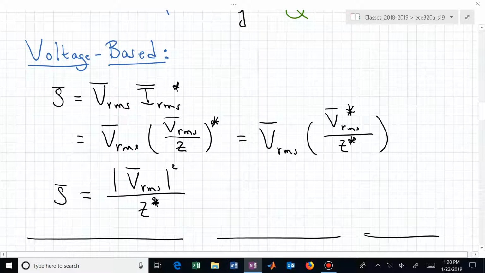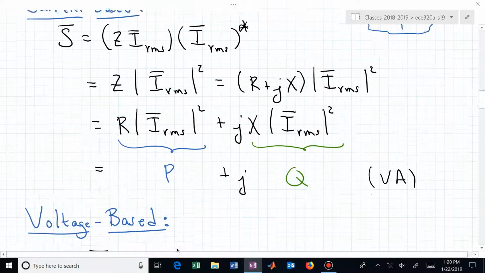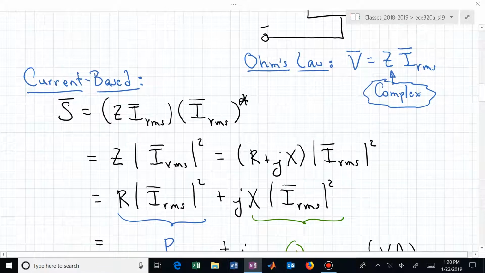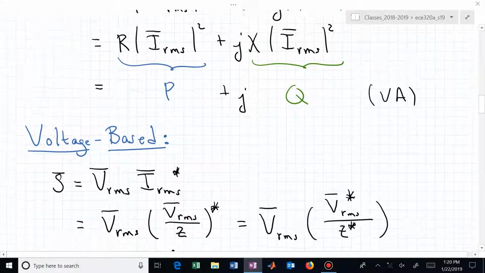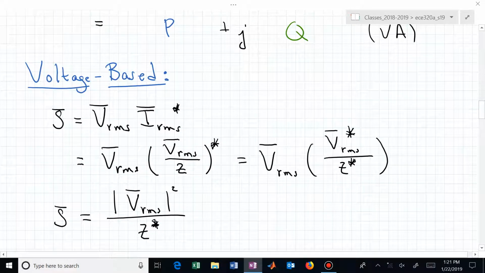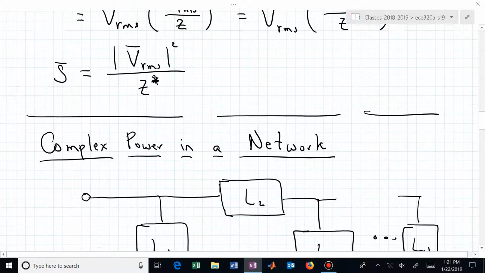If we had the voltage and the impedance, we could use this to find the complex power of that subsystem or that impedance Z. If we had the current, then we could simply use S is equal to Z times the magnitude of I quantity squared. Those are the complex power expressions.